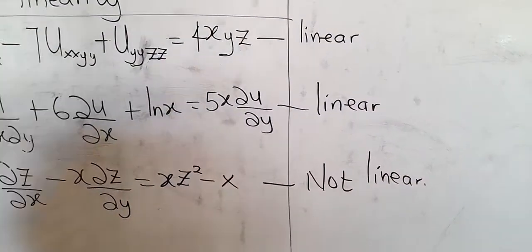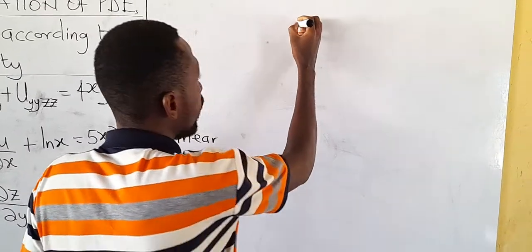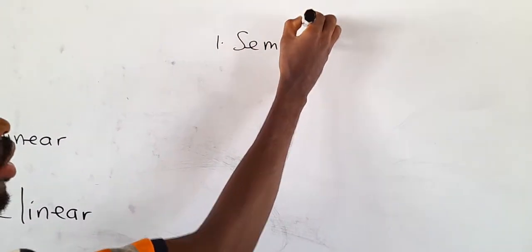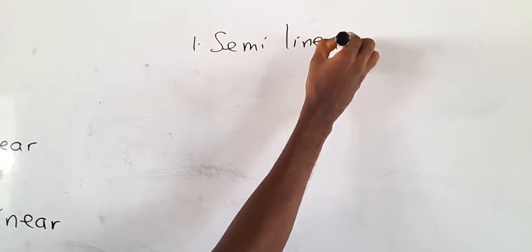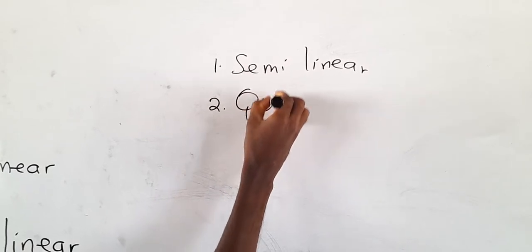Now, if a partial differential equation is not linear, then it is one of three things. One, it is either semi-linear. Two, quasi-linear.